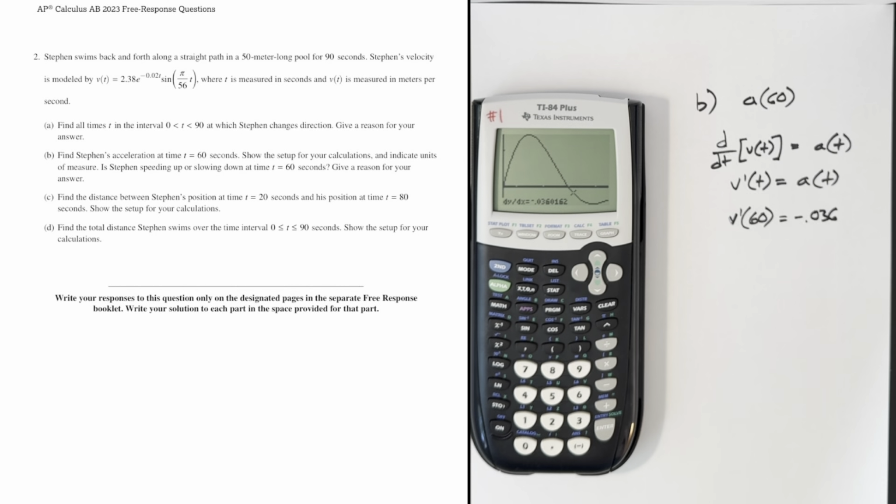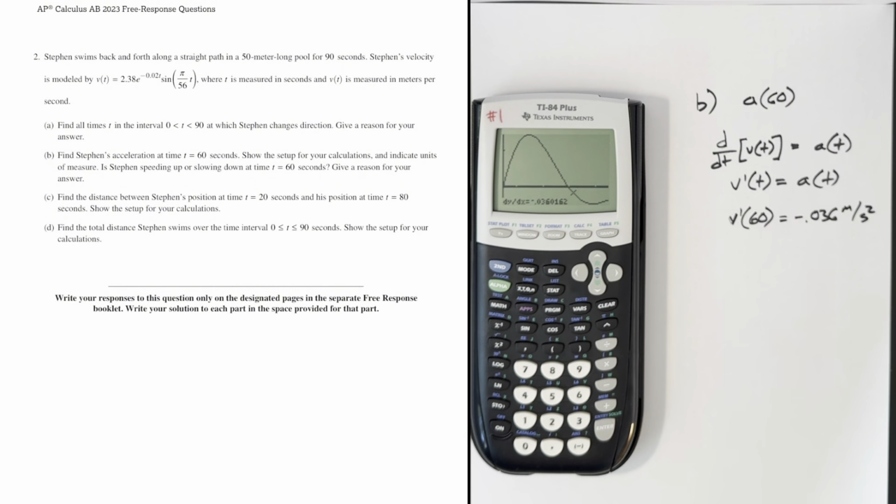They want units of measure. Remember, our displacement distance is just going to be, in this case, meters, right? That's how long the pool is, how far he travels, whatever. Our speed or velocity is going to be meters per second, right? It's a rate of change. And then if we want acceleration, it's the rate of change of velocity or meters per second squared. So that would be our units on this acceleration.